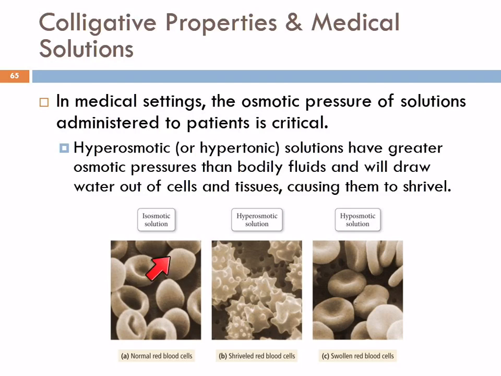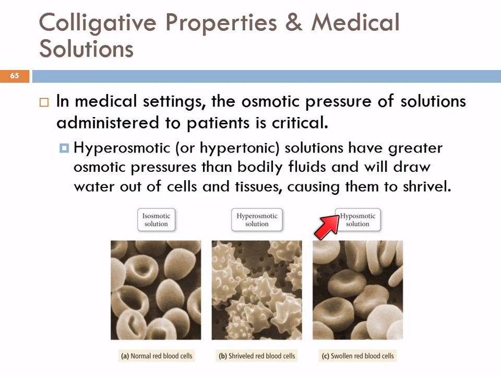Here's, I believe this is an electron micrograph picture of normal red blood cells. They're kind of donut-shaped. If the solution that they are in is higher in concentration of solutes than inside the cells, it will draw water out and cause them to shrivel up. That's not a good situation.